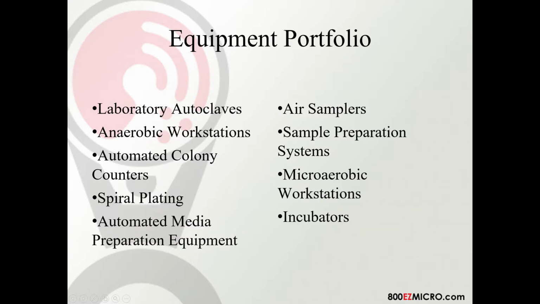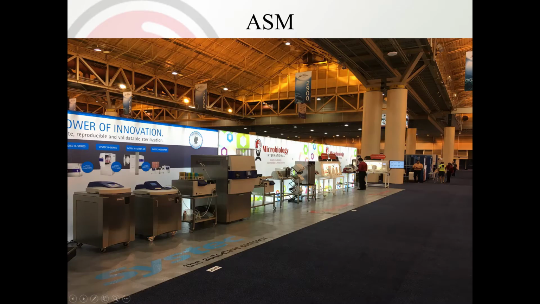So our equipment portfolio is quite extensive. We have a range of laboratory autoclaves from as small as 45 liters all the way up to 1580 liters. Those are also manufactured by Systec, located in Germany. Anaerobic workstations are also a very large part of our portfolio, from our manufacturing partner, Don Whitley Scientific. In addition, we have automated colony counters, spiral platers, the automated media preparation equipment that we'll discuss today, air samplers, sample preparation equipment, microaerobic workstations, as well as hypoxia workstations, and incubators as well.